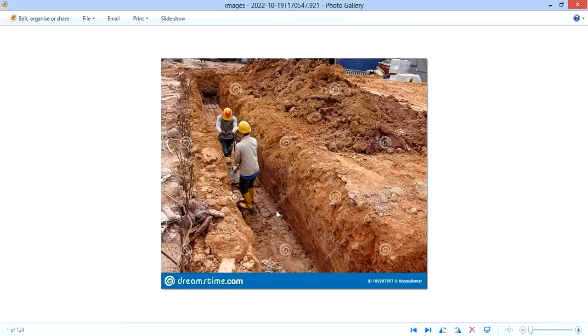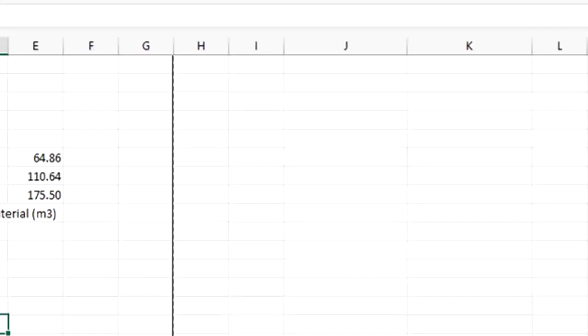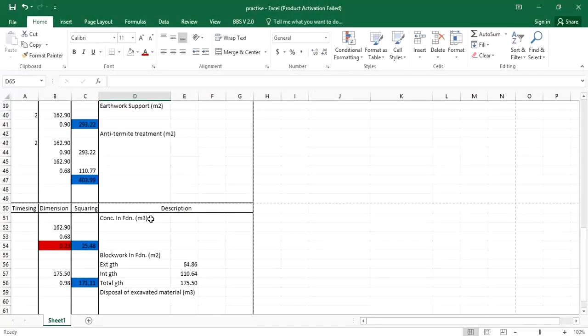This picture of the trench is the volume of the trench. The volume of the excavation we did here is the width of the excavation, the height of the excavation, and the mean gaps. These are the materials we are going to excavate out of the trench, and we're going to put them at the sides of the trench. After the trench excavation, we did our concrete in foundation and our block work in foundation.